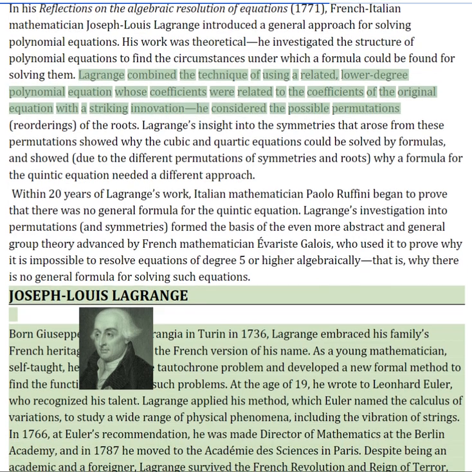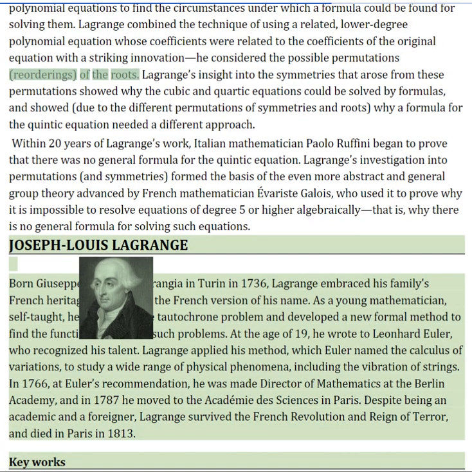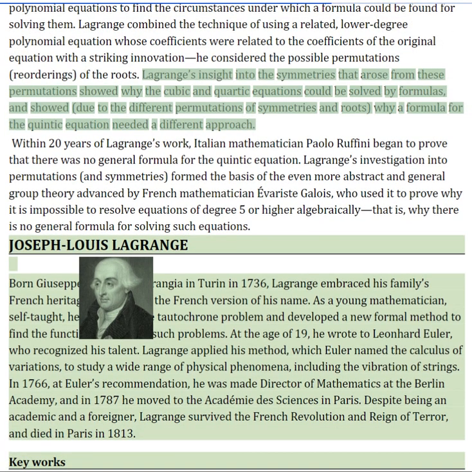Lagrange combined the technique of using a related, lower-degree polynomial equation whose coefficients were related to the coefficients of the original equation. With a striking innovation, he considered the possible permutations of the roots. Lagrange's insight into the symmetries that arose from these permutations showed why the cubic and quartic equations could be solved by formulas, and showed why a formula for the quintic equation needed a different approach.